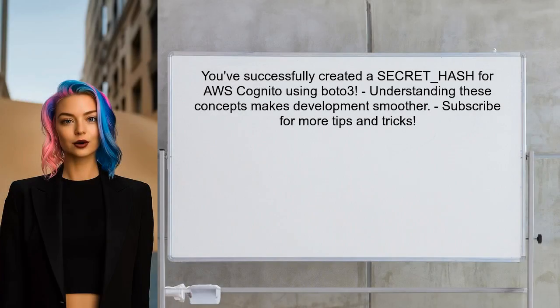And there you have it. You've successfully created a secret hash for AWS Cognito using Boto3. Remember, understanding these concepts will make your development process smoother.